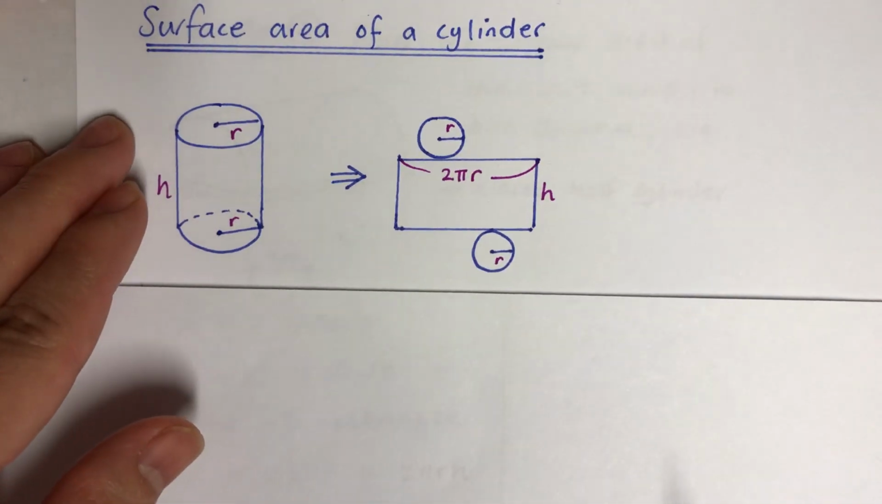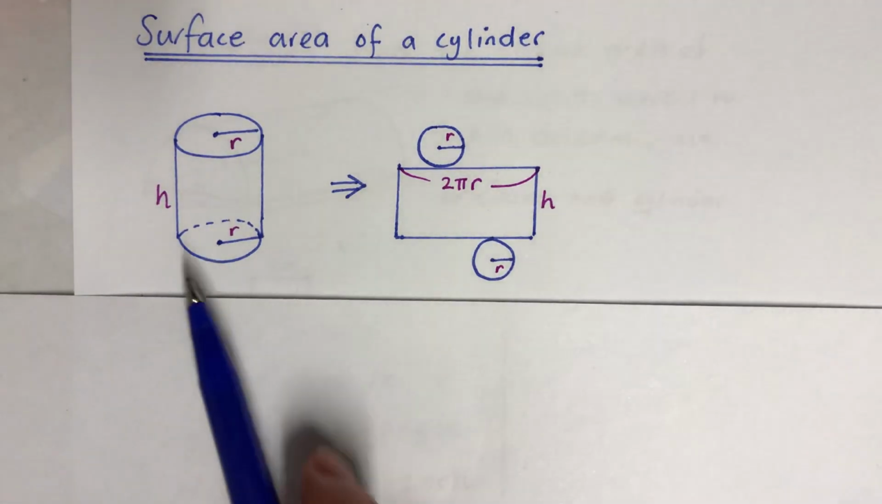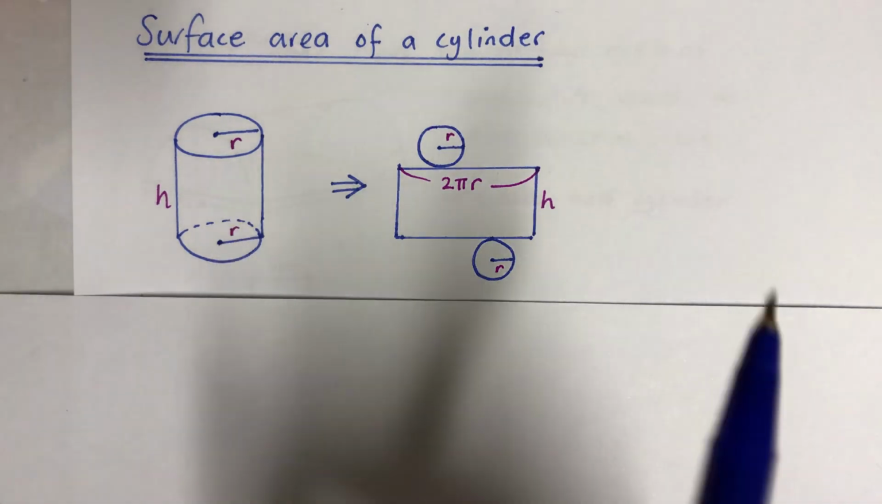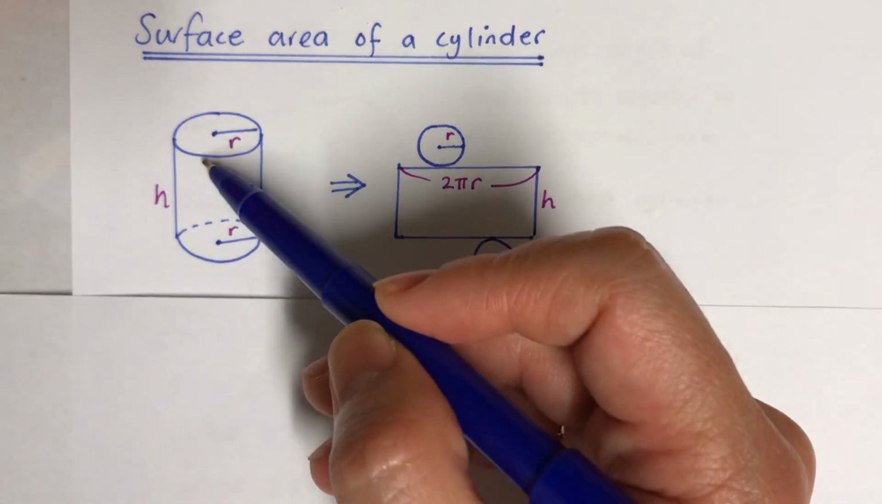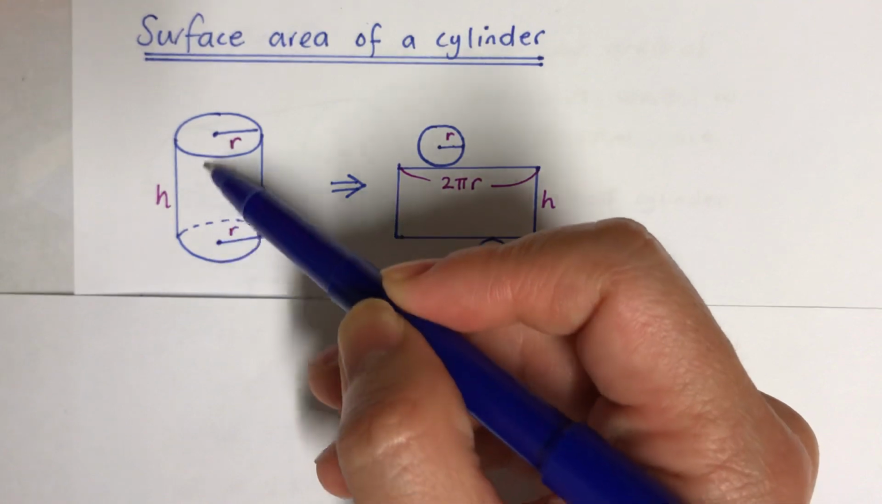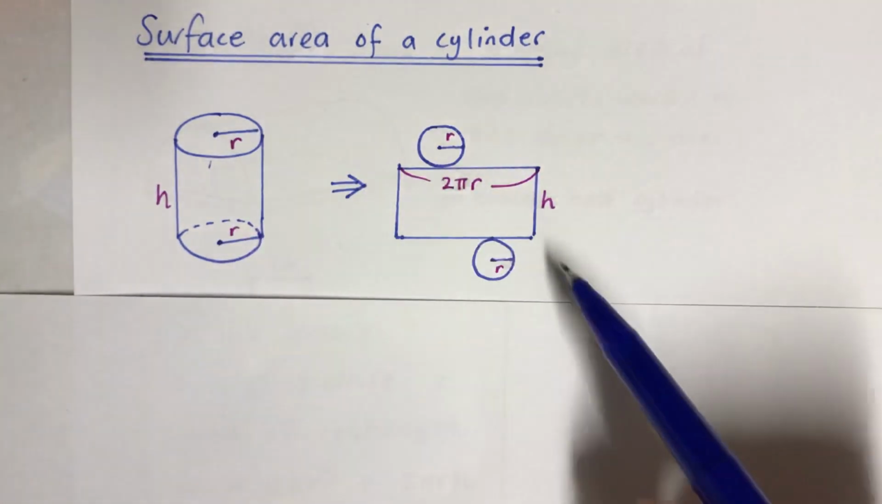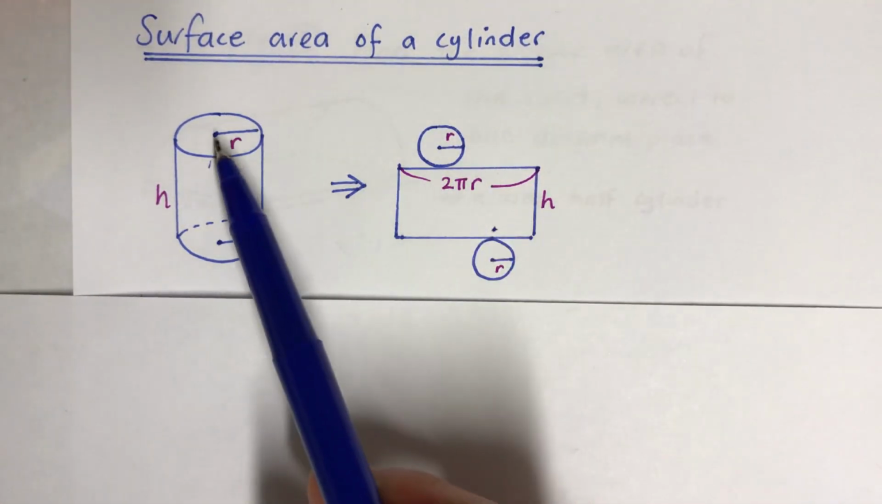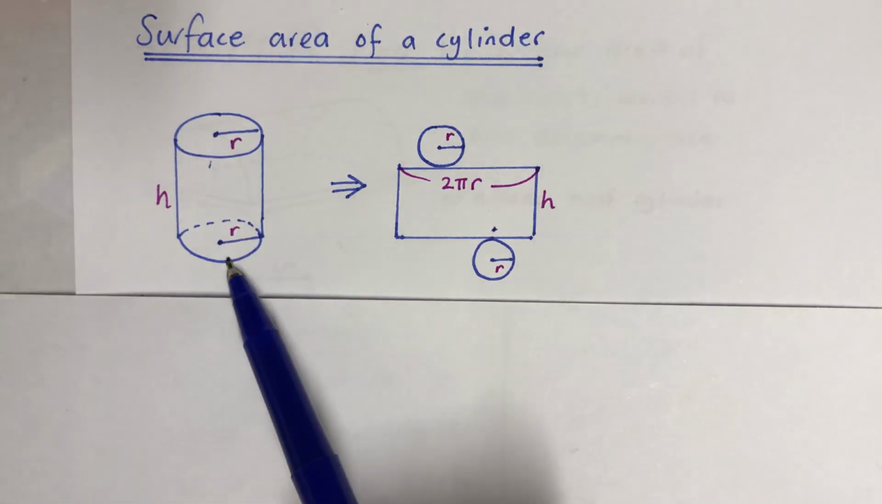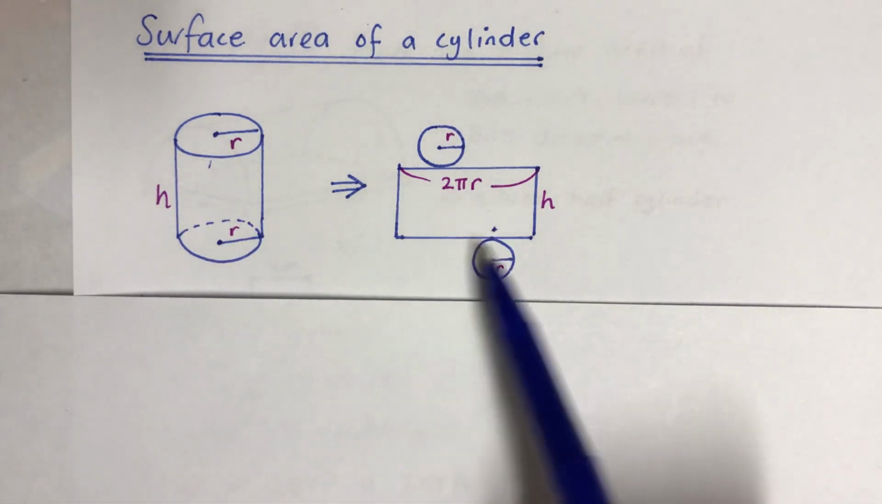Okay, next one is the surface area of a cylinder. So this is what a cylinder looks like. But if I cut the round part of it, I will get a rectangle in the middle, and you have two circles on the top and the bottom. So when I open it up, it'll look like this.